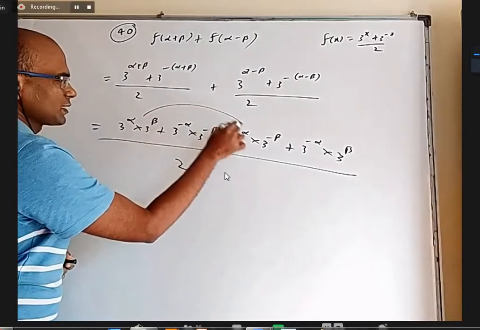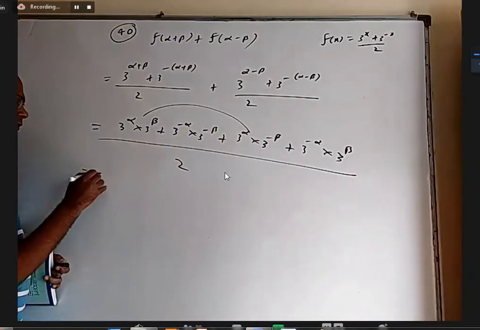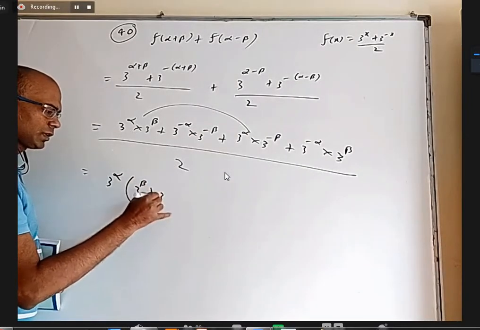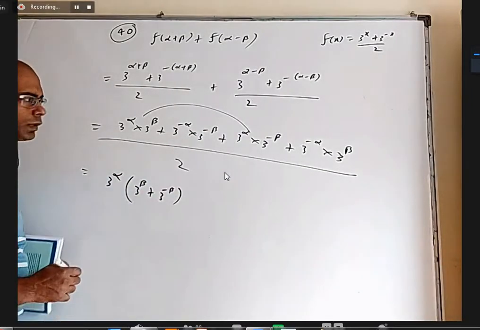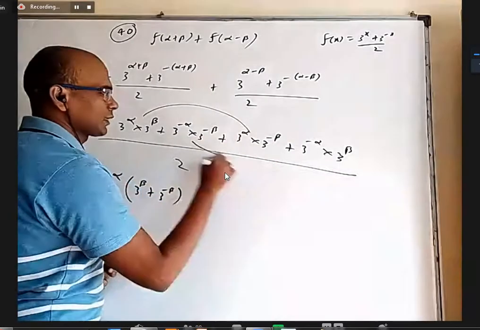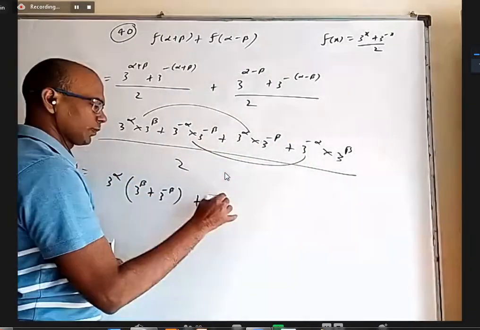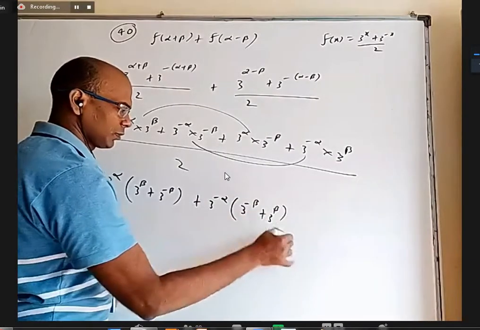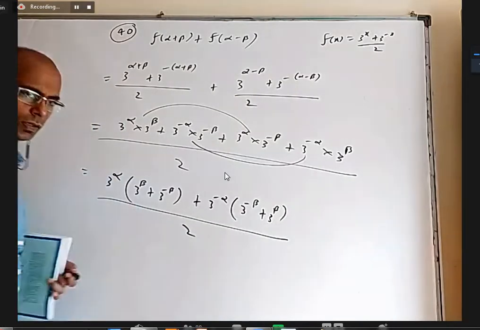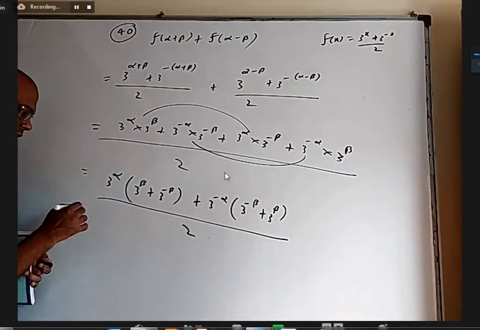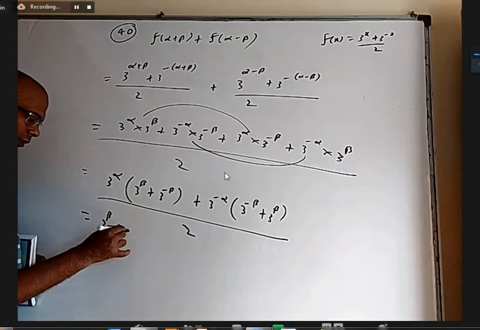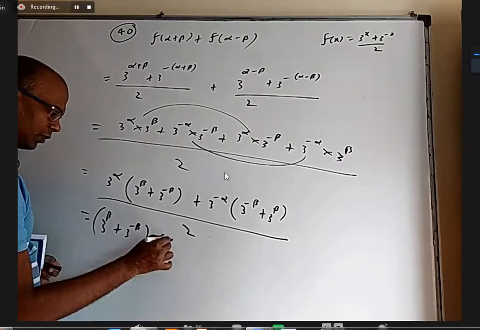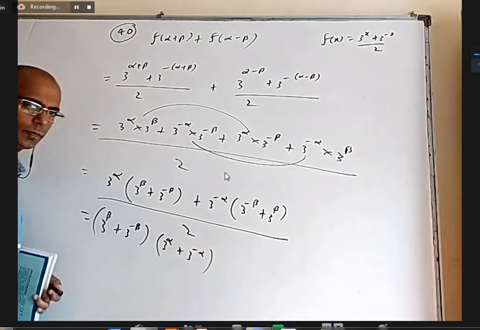Now from this and this, I can take 3 power alpha common. I will be left with 3 power beta plus 3 power minus beta. From this and this, I can take 3 power minus alpha common. That will give me 3 power minus beta plus 3 power beta whole by 2. This and this are same. I can take that common, that is 3 power beta plus 3 power minus beta. I'll be left with 3 power alpha plus 3 power minus alpha.